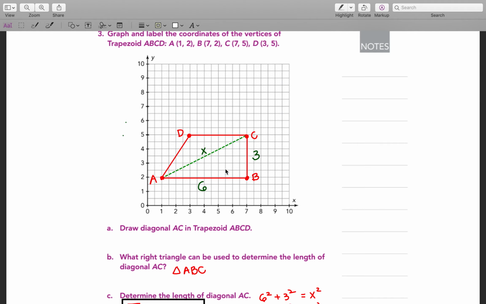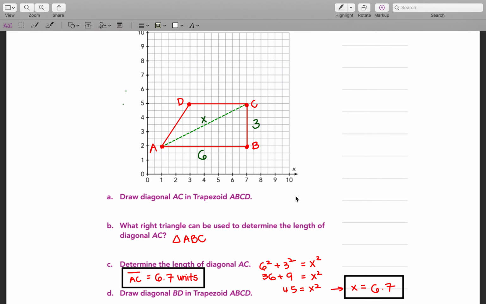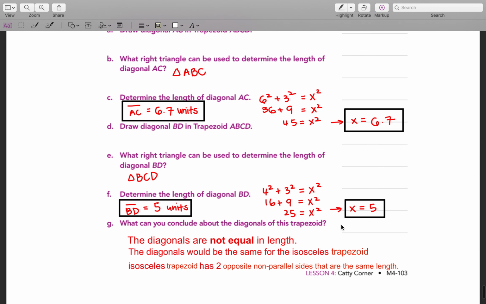Notice how this pair right here, CD and AB, those are parallel, so we don't count that. But AD and BC are not the same length, right? So it's not an isosceles trapezoid. If it was an isosceles trapezoid, then the diagonals inside would be the same. But in this case, it's not.